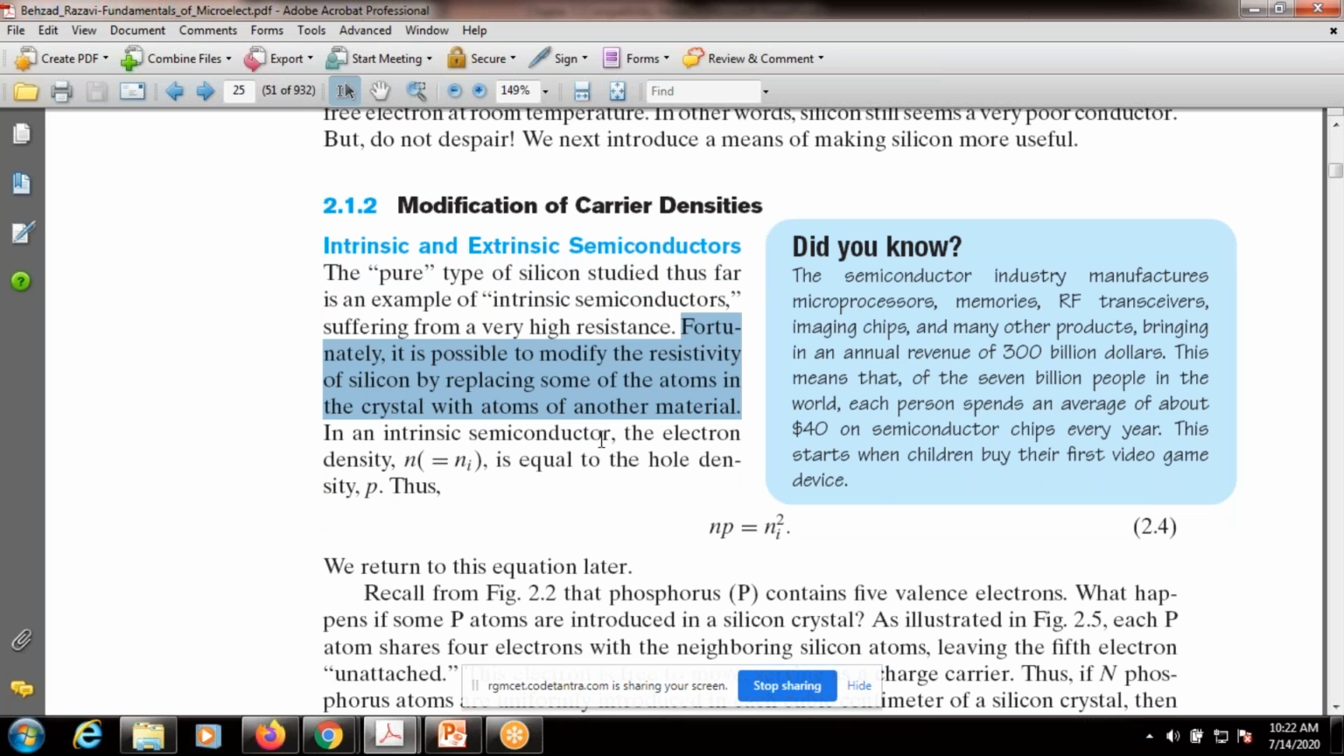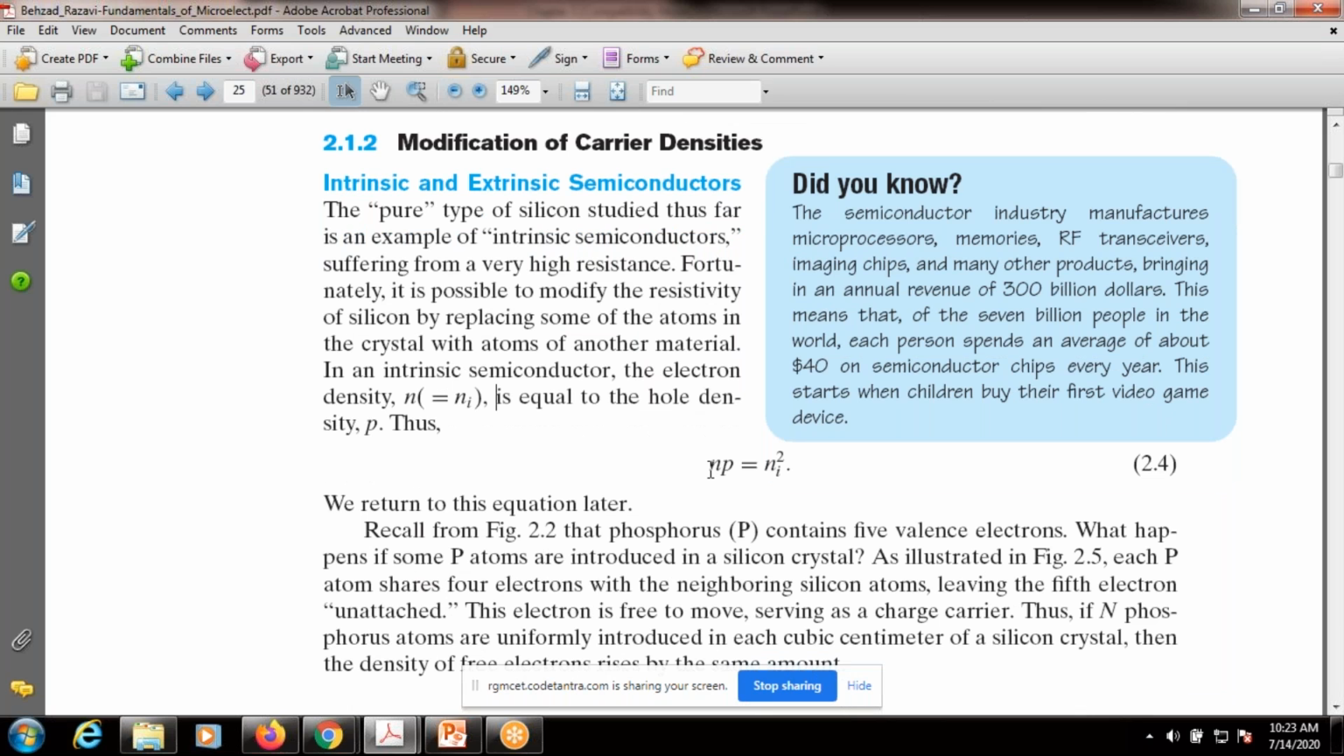Right. In an intrinsic semiconductor, the electron density n is equal to ni. Here suffix i represents intrinsic. Intrinsic means pure semiconductor. In a pure semiconductor, what is the condition here? Electron density is equal to the hole density, right? Now this is called the mass action law: n into p is equal to ni square. So this is always satisfied, whether it is an intrinsic semiconductor or an extrinsic semiconductor, this one is compulsorily satisfied. Number of electrons multiplied by number of holes is equal to ni square.